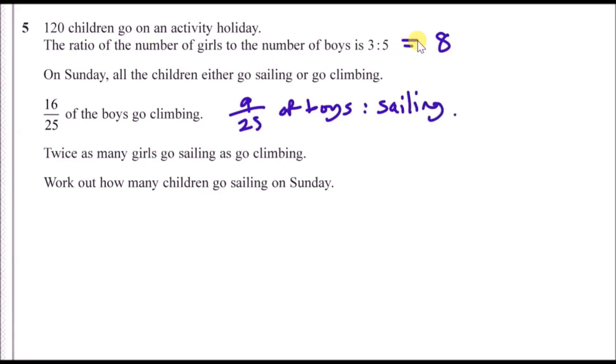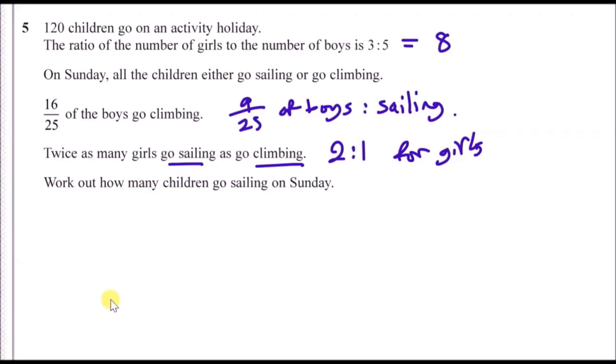All right, now twice as many girls go sailing as go climbing. Okay, so that's useful. So for the girls, we can say that this is basically 2 to 1 for the girls, and this is in the order of sailing to climbing. Work out how many children go sailing on Sunday.